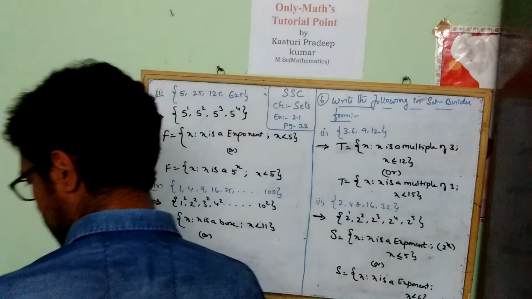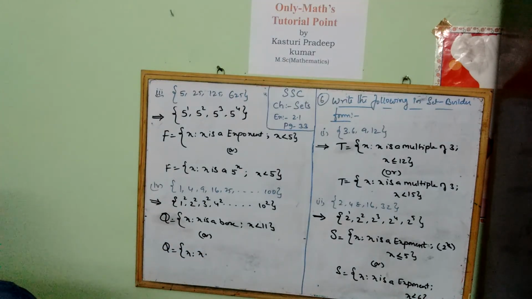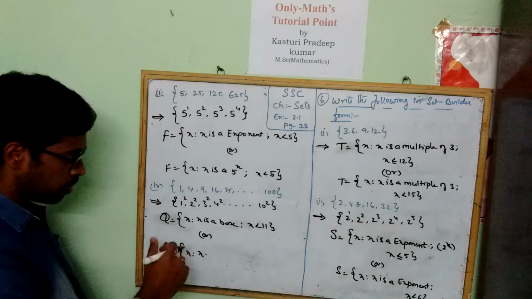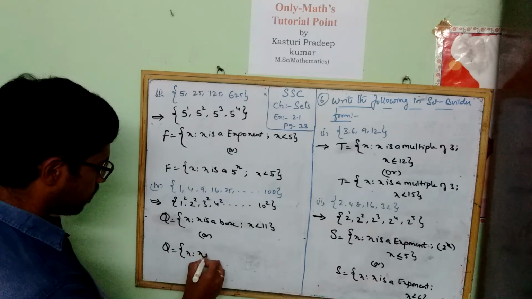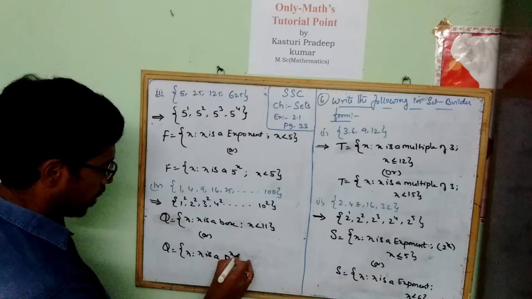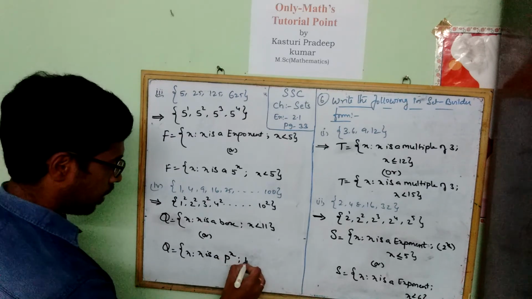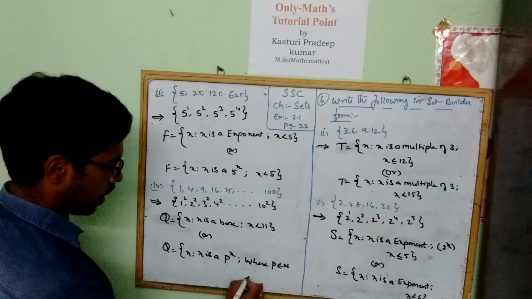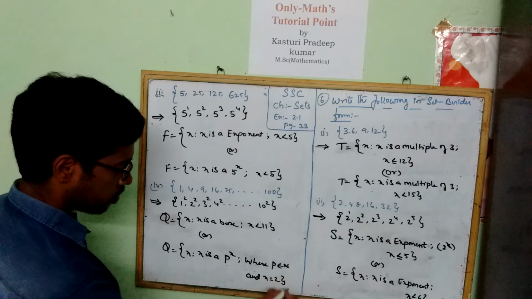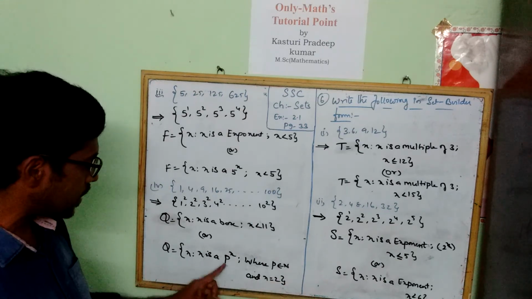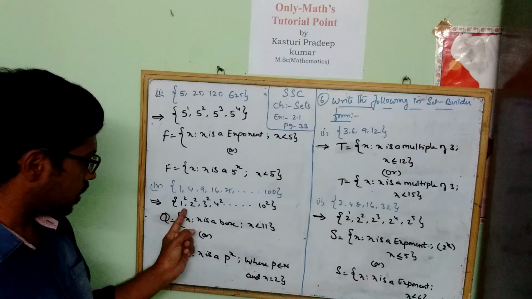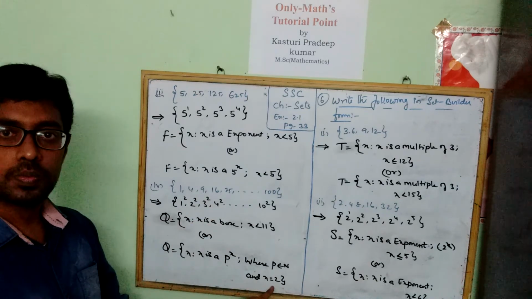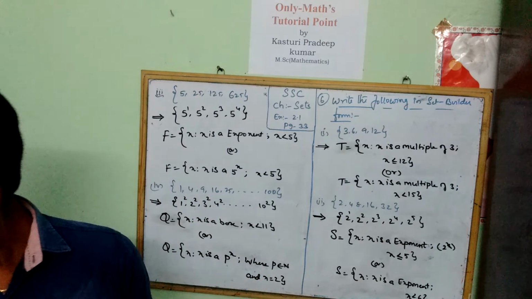So, or you can write Q equal to x colon, in another format we can write x colon x is p power x, where p belongs to natural numbers and x equal to 2. x colon x is of the format p power x where p belongs to natural numbers, isn't it? 1, 2, 3, 4, all the bases are natural numbers, and the power is 2. So understood, guys.